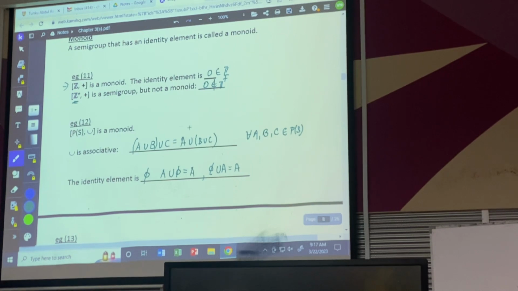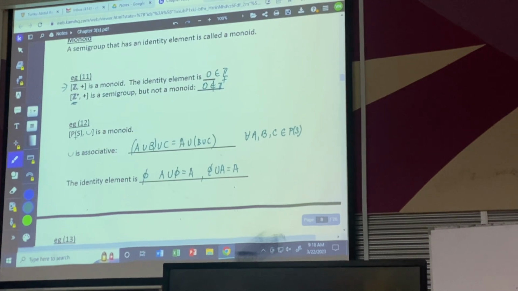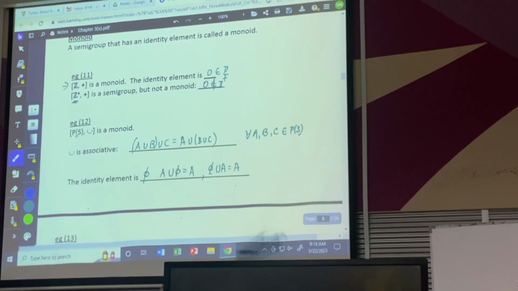That's why the empty set also belongs to the power set S, right? So in this case, we will say that this power set S with the union is a monoid, yeah? Because we are able to determine that it is associative, and we can find the identity which belongs to the set also. That's why you can say that it is a monoid. Okay, yeah?